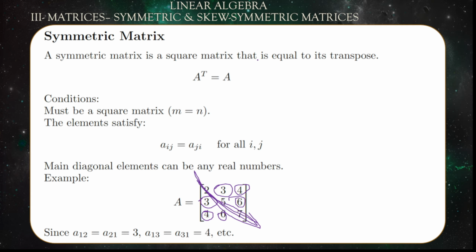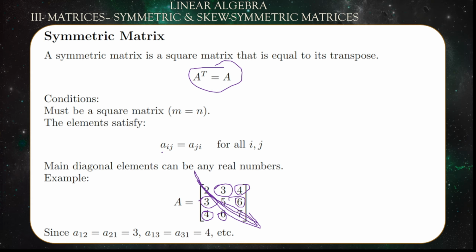So we've explained it in multiple ways. At first, A^T should be equal to A, meaning the transpose of this matrix should be equal to the original matrix itself. Okay, it should be a square matrix with m equal n, the number of rows is equal to the number of columns, and the elements satisfy aij is equal to aji.